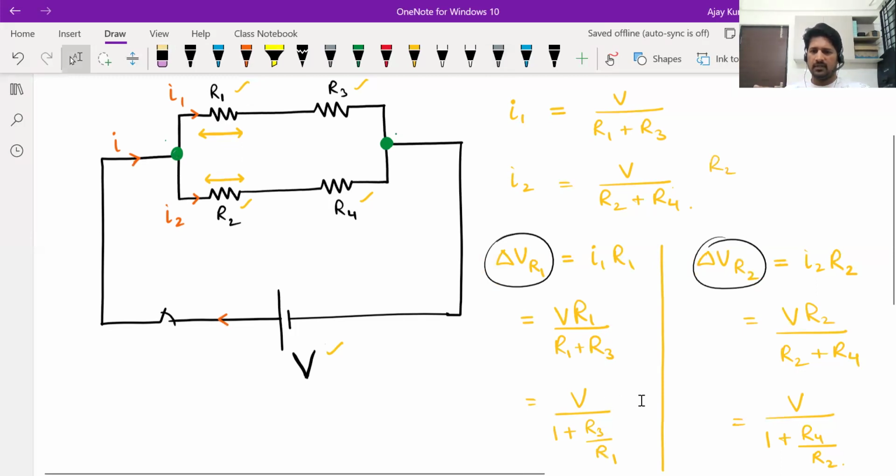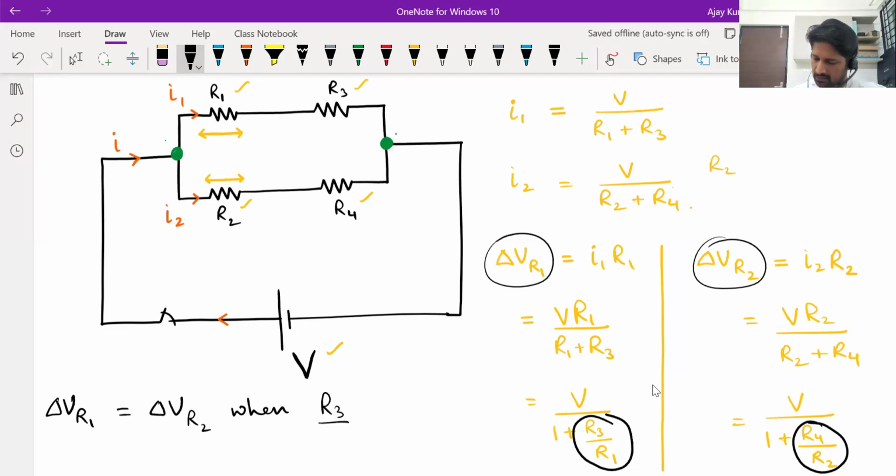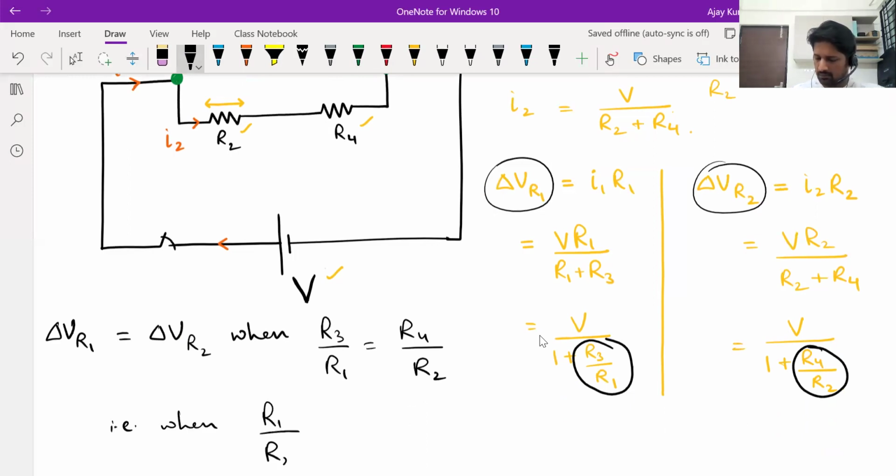Now you can see the expressions for both of them. When will these two be equal? Potential difference across R1 should be equal to potential difference across R2. When will that happen? R3 by R1 is equal to R4 by R2. Correct. This part should be equal to this part. Then the left hand side will be equal to the right hand side. So they'll be equal when R3 by R1 is equal to R4 by R2. Or you can even interchange them and write R1 by R2 should be equal to R3 by R4.